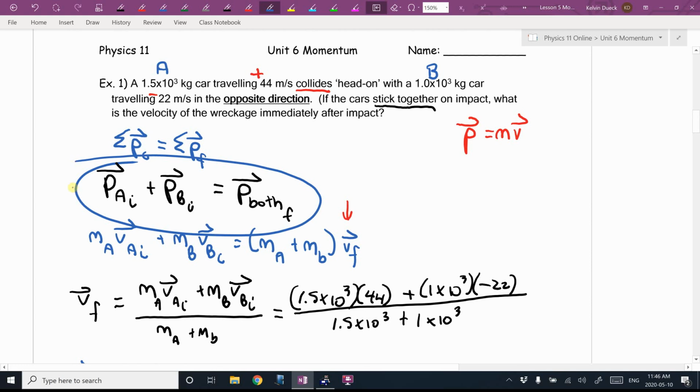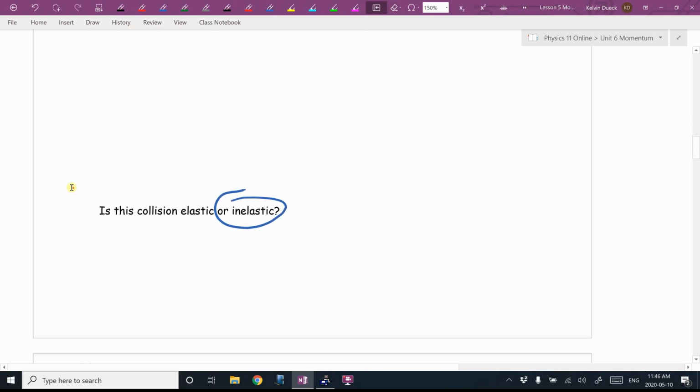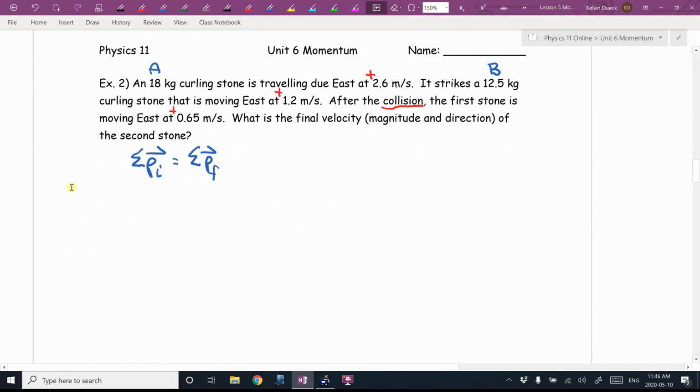Because we know momentum is mass times velocity, so let's see if I can just go to my mass times velocity equations. Before the collision, is mass A moving? Yes, it is. Is mass B moving? Yes, it is. Are they stuck together or separate? Separate. So before the collision, I have mass A, velocity A initial, plus mass B, velocity B initial. Wham! They collide. The collision is the equal sign.